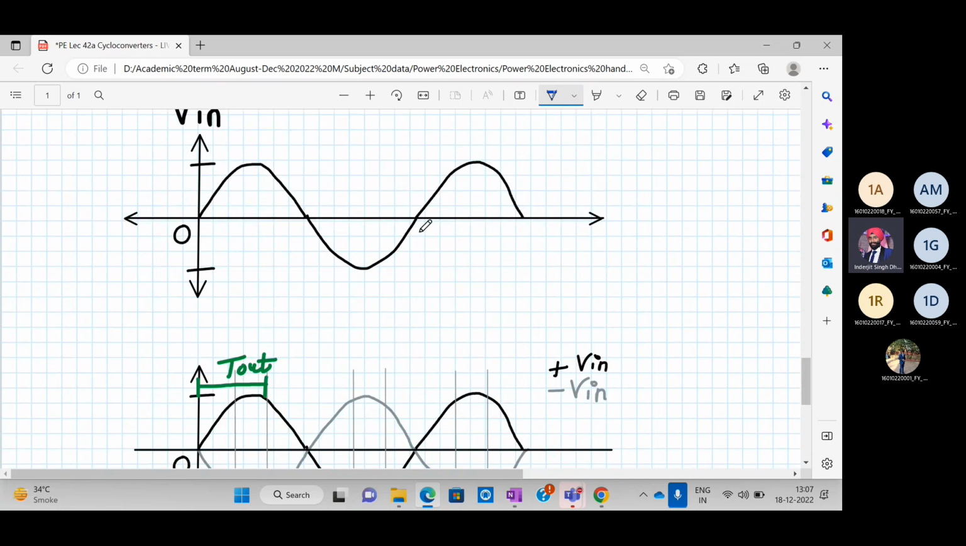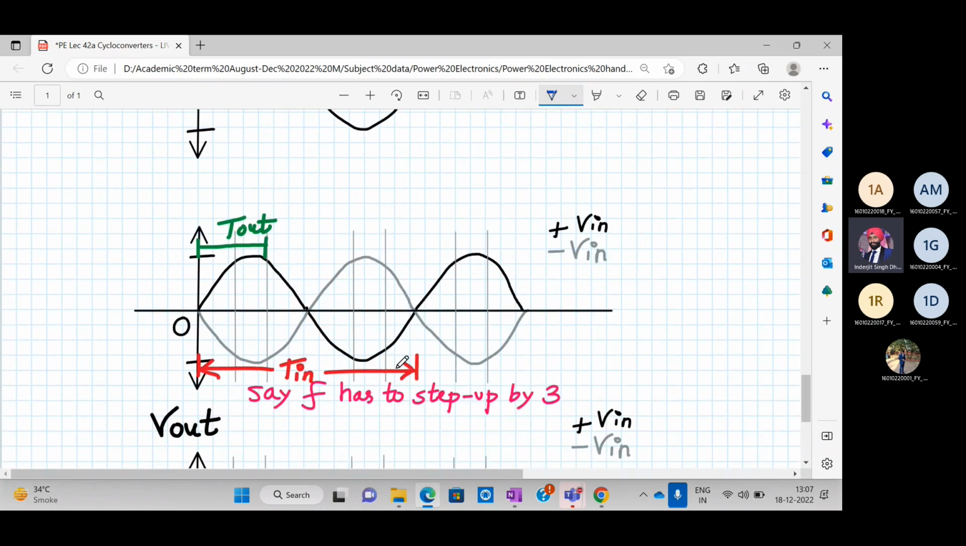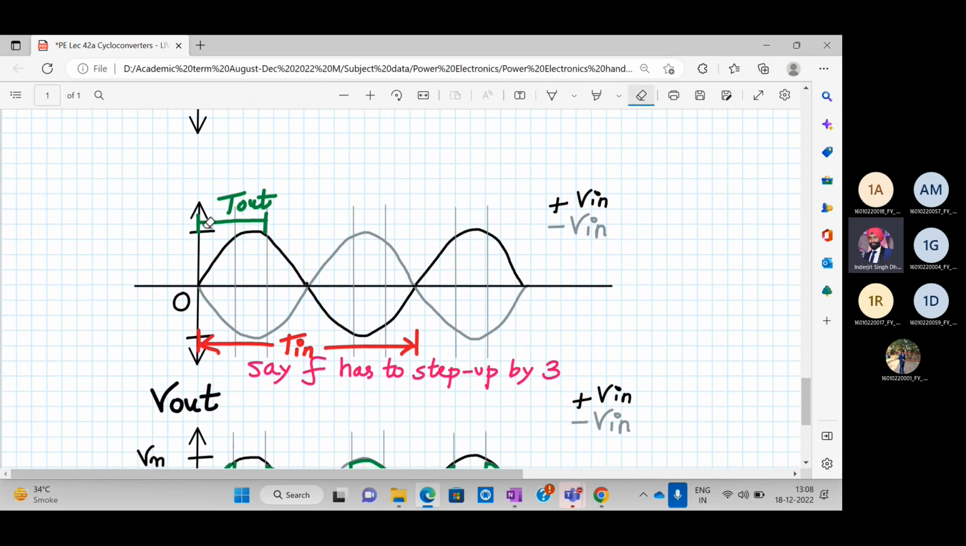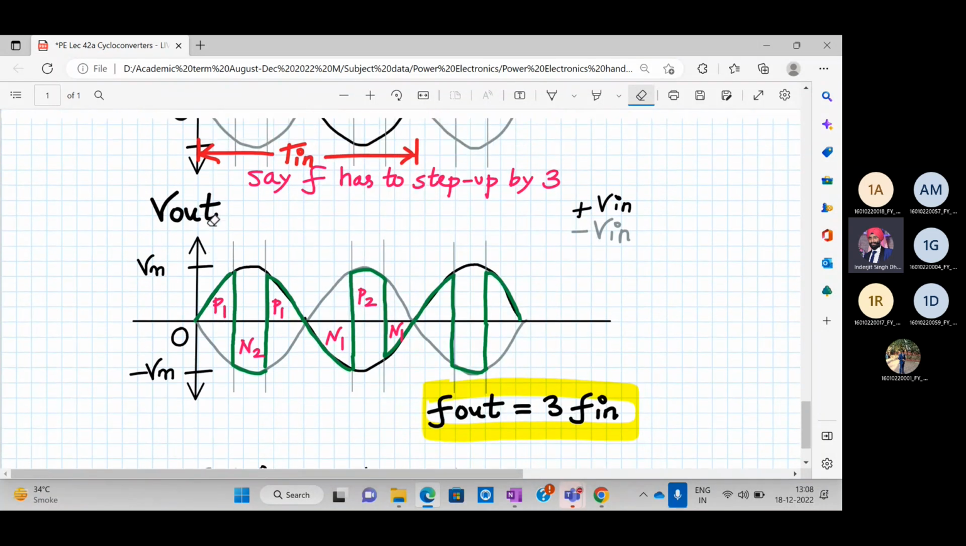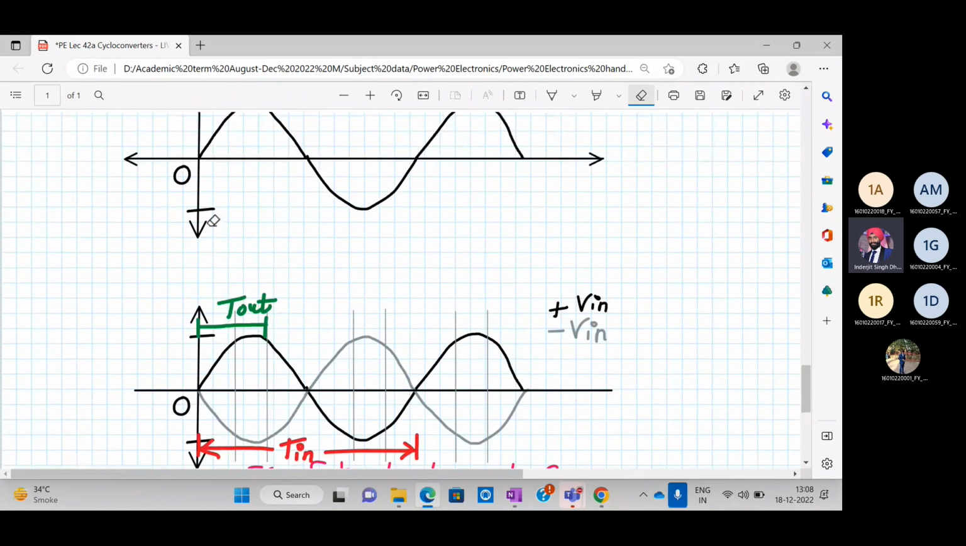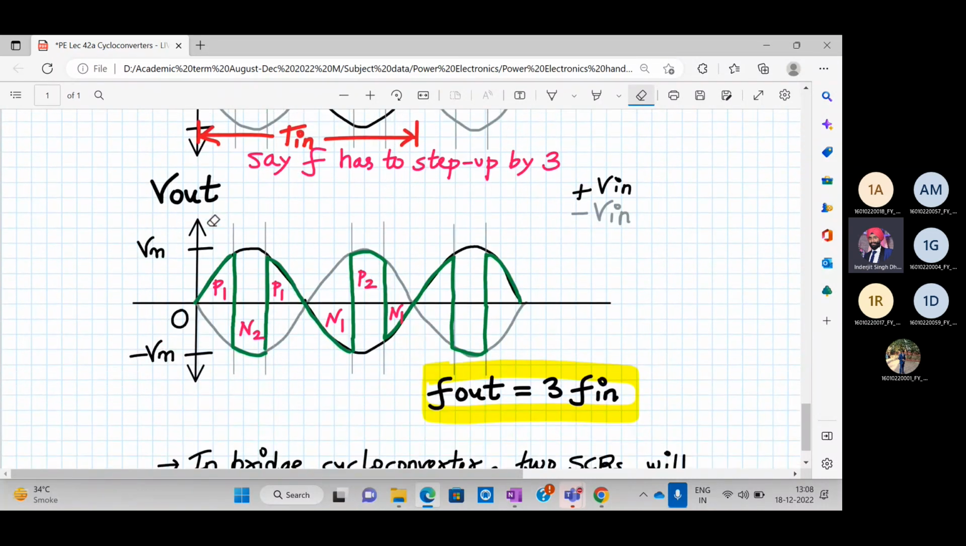So let's say this complete one cycle is the period. If I divide this one cycle into three parts, 1, 2, and 3, I can have this much as T out. As you can see, T out is nothing but 1 upon F out, and T in is nothing but 1 upon F in. So automatically your output frequency will be 3 times greater than the input frequency, because the time period T out is less.